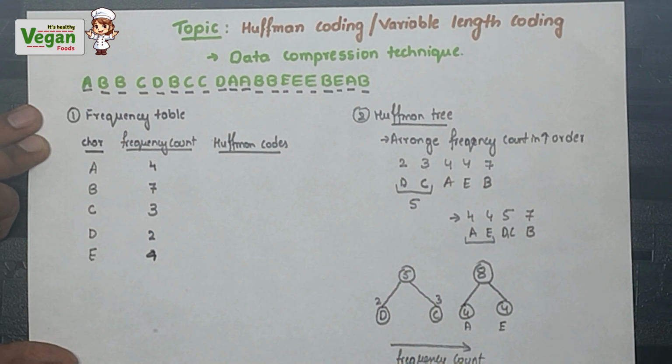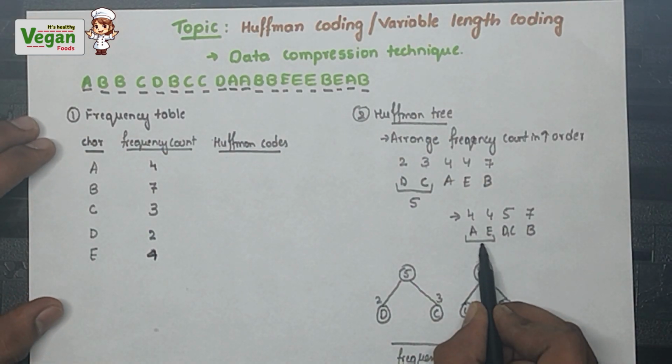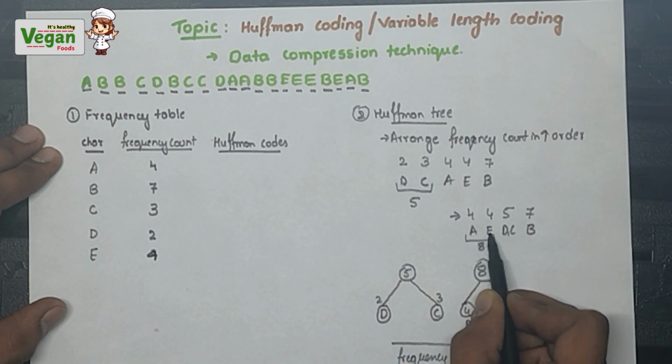Frequency count must increase as we move to the right side. So here, if you see 2, 3, 4, 4, 5, 8, the increasing order of the frequency count is maintained here. Now here the updated value is 8, of A and E.